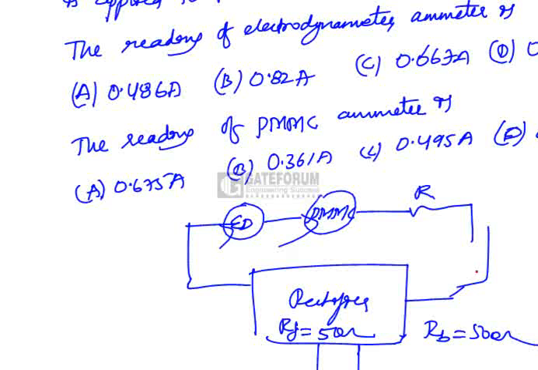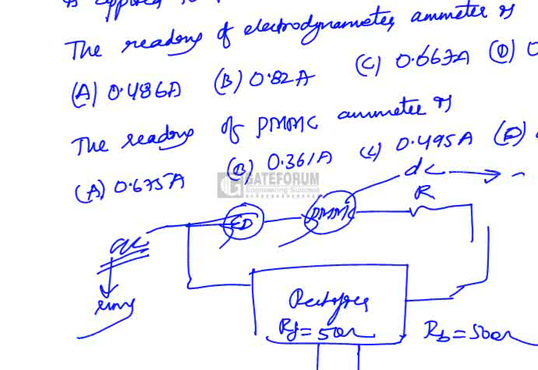We know that the PMMC ammeter will measure only DC values, whereas the electrodynamometer will measure AC and DC. So this one will read RMS values, whereas PMMC will read only average values. Now we have to find this RMS current and average current. Now we have to find the current in the forward direction as well as the current in the reverse direction.